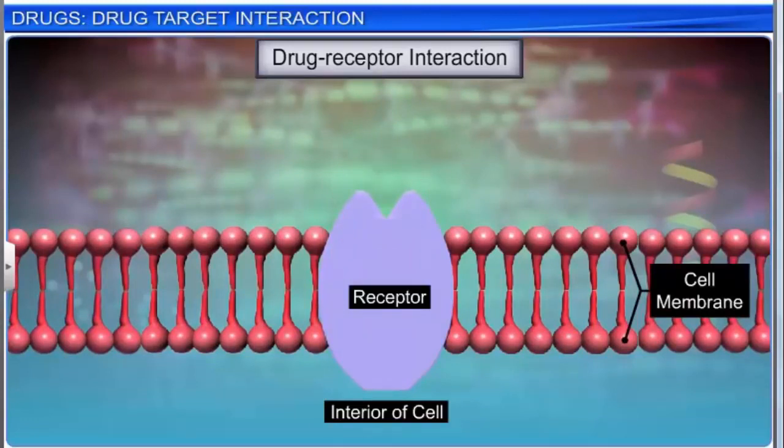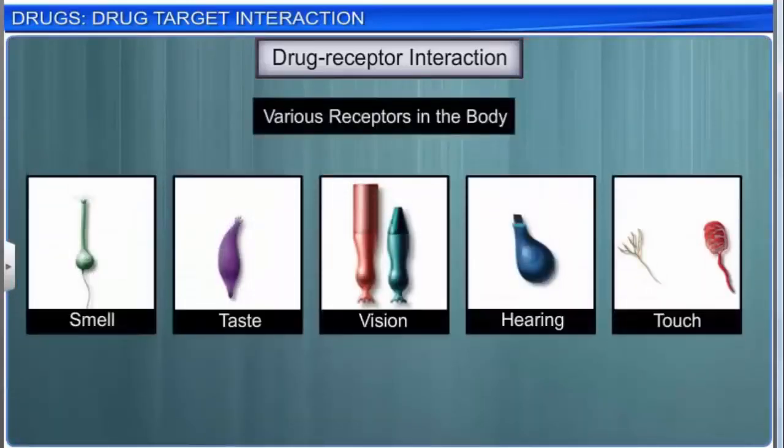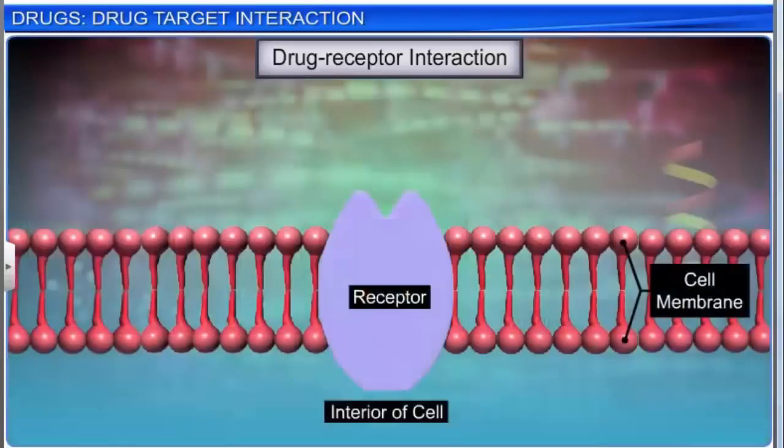Thus, the chemical messenger gives the message to the cell without entering it. There are a large number of receptors in our body. Each receptor shows selectivity for one chemical messenger over another. This is because the binding site of each receptor has a different shape, structure, and amino acid composition.